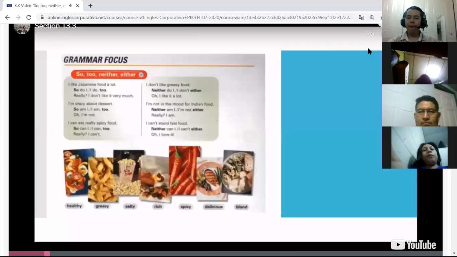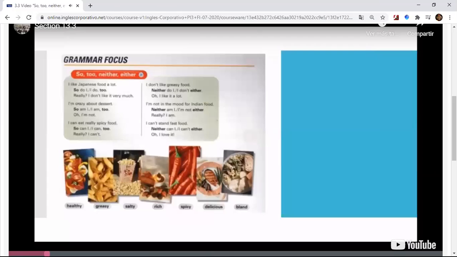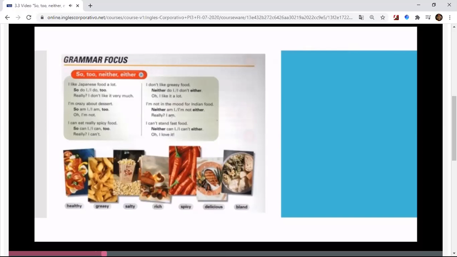So, too, neither, either. I like Japanese food a lot. So do I. I do too. Really? I don't like it very much. I'm crazy about dessert. So am I. I am too. Oh, I'm not. I can eat really spicy food. So can I. I can too. Really? I can't. I don't like greasy food. Neither do I. I don't either. Oh, I like it a lot. I'm not in the mood for Indian food. Neither am I. I'm not either. Really? I am. I can't stand fast food. Neither can I. I can't either. Oh, I love it.